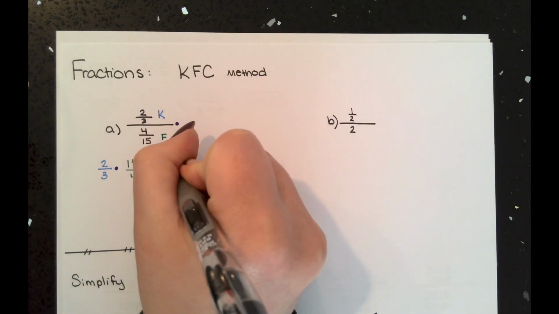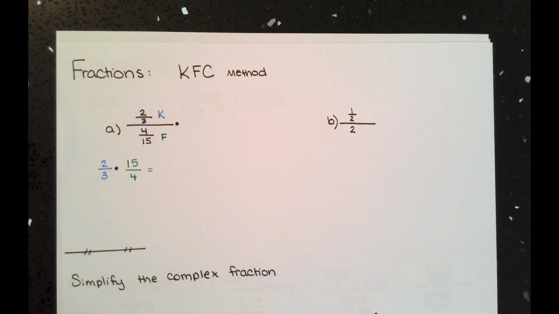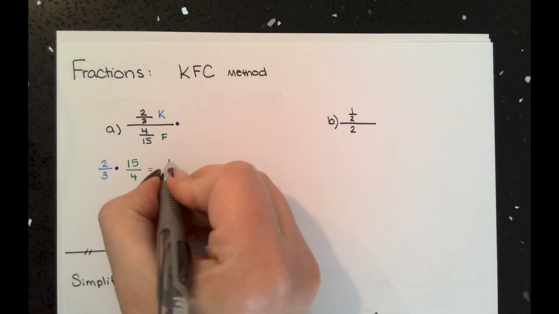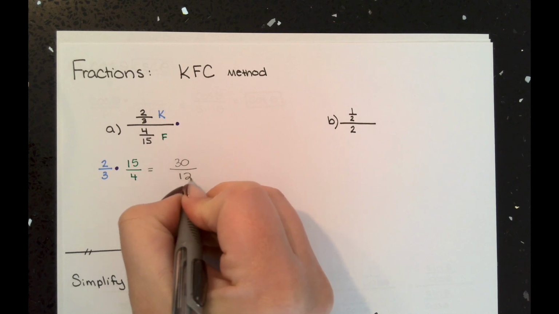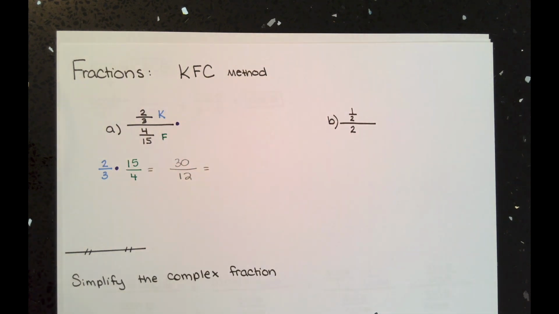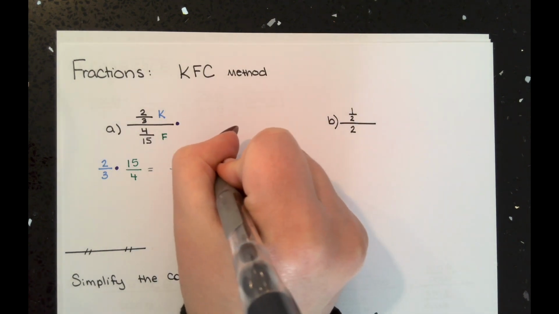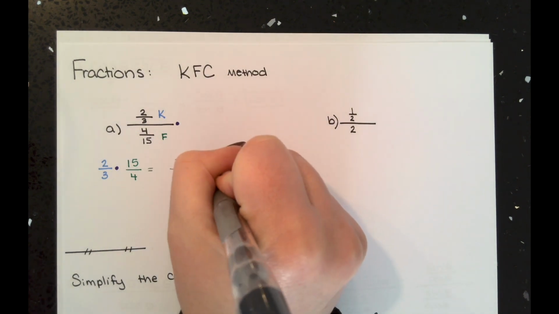Multiply things across. Now you can actually multiply it and do like 30 over 12. That's fine. Or you can keep it and see if things simplify before multiplying. It's your choice. And we have 30 divided by 12. Simplify that, and that equals 5/2.